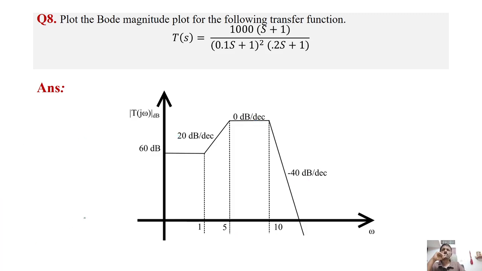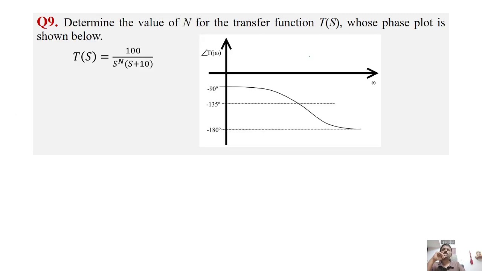So that's all about question number 8. Now let us see what is question number 9. Question number 9 is: determine the value of n for the transfer function T of s whose phase plot is shown below.